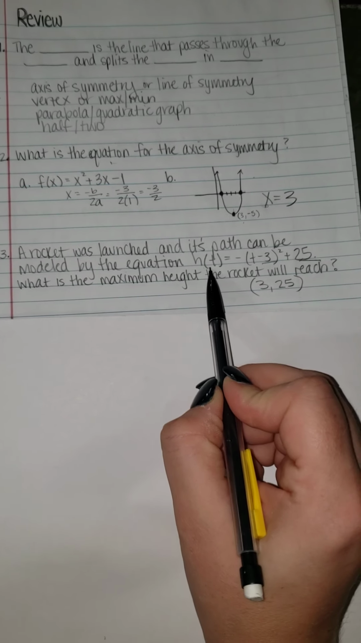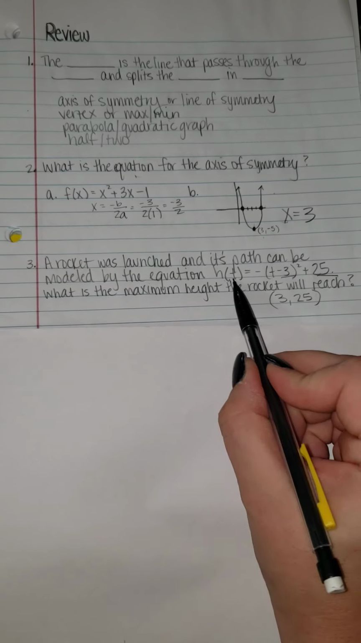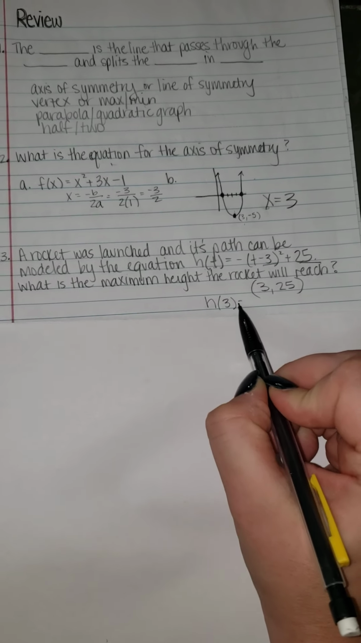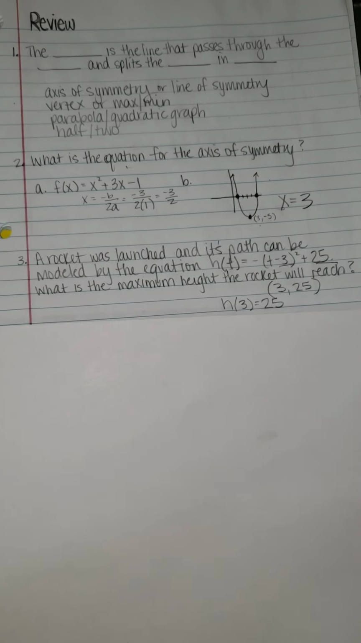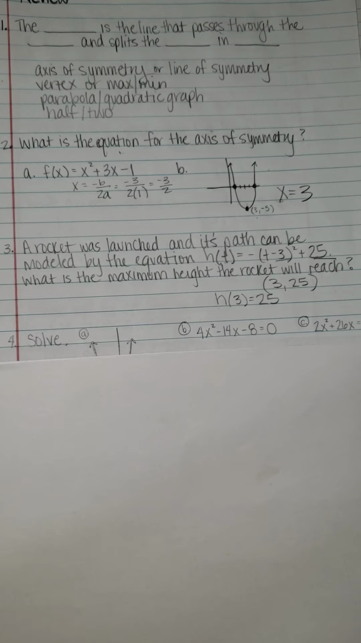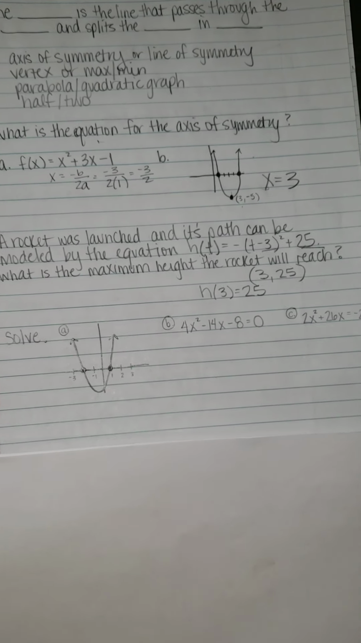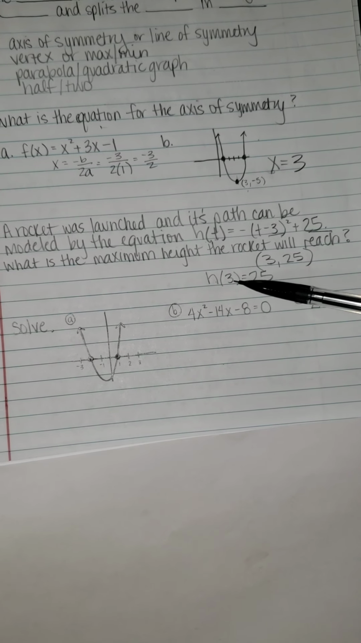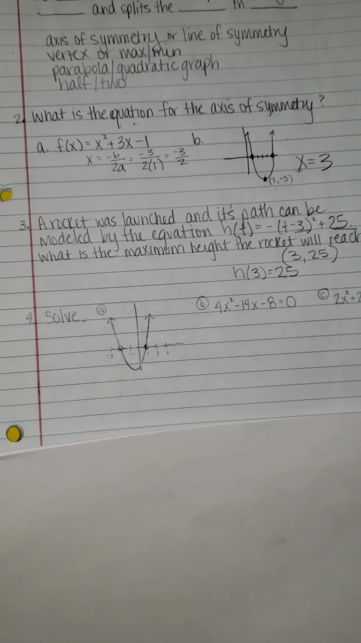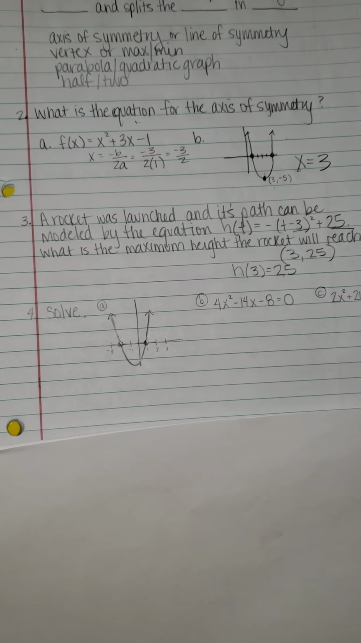h of t tells you the height. So t is in seconds. So it's going to be h of 3 equals 25. Can you decipher what this means? You should be able to say this means that the height after 3 seconds is 25 feet, or whatever the units are being used here.